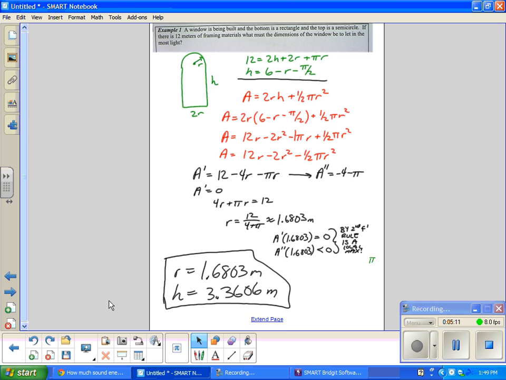Again, optimization problems really rely on developing these equations at the top in the picture. Keep practicing, keep working.